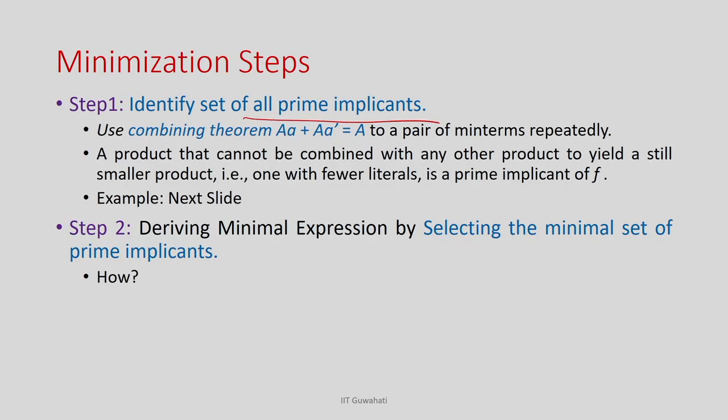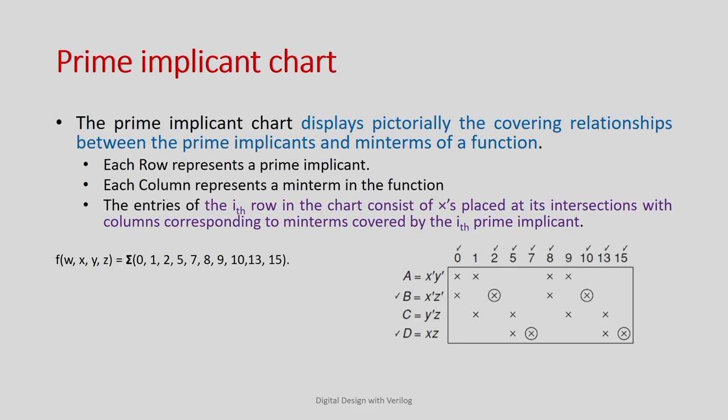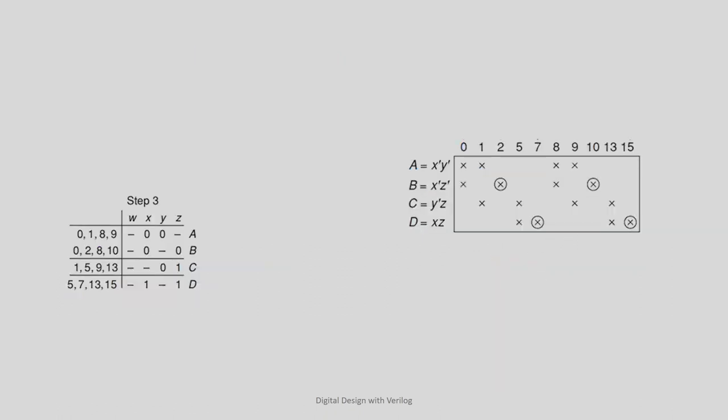What is the next step? The next step is identifying the essential prime implicants. How can we do that? For that we usually use the concept of the prime implicant chart, which is quite simple. I will explain that. So, this is my final set of prime implicants that I obtained for my function example. What I will do is create another table, where I will put all the product terms or min terms of the actual function in the columns.